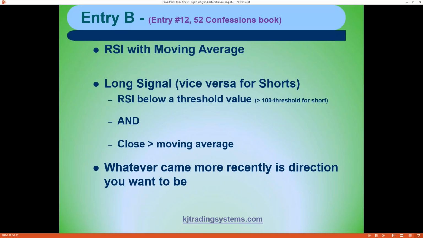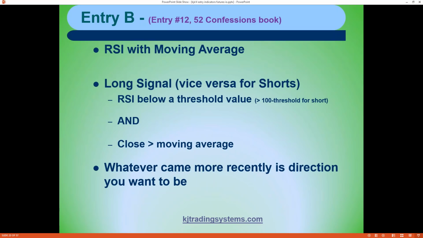Entry B is from the other book that you can get on Amazon. And by the way, if you have Kindle Unlimited, which is a subscription service, you can actually get this book for free. So no better deal than that. This one uses an RSI with a moving average. RSI is a pretty well-known indicator, and obviously everybody knows what moving averages are.